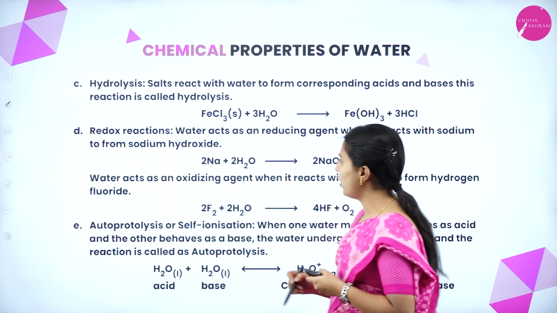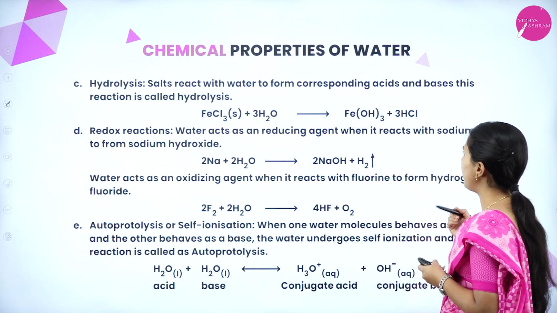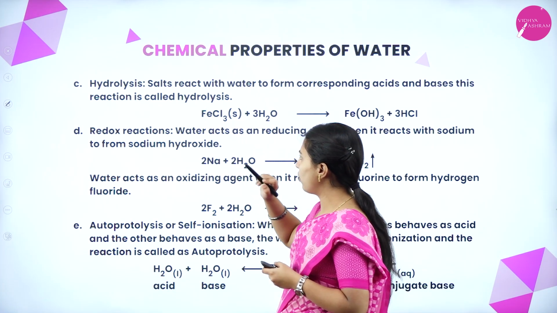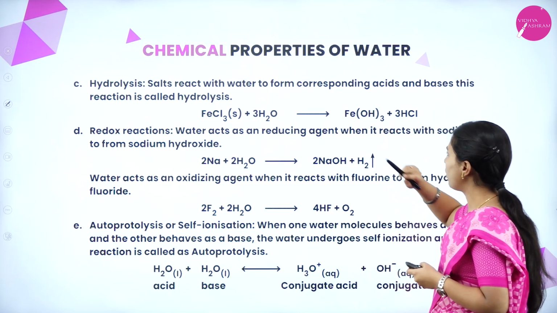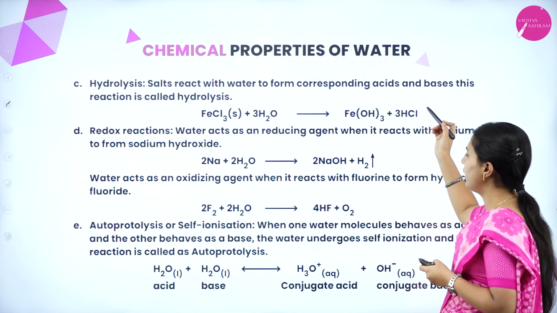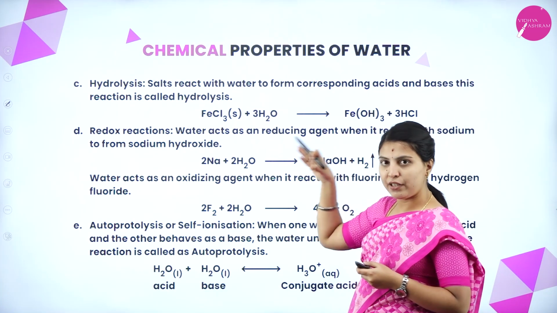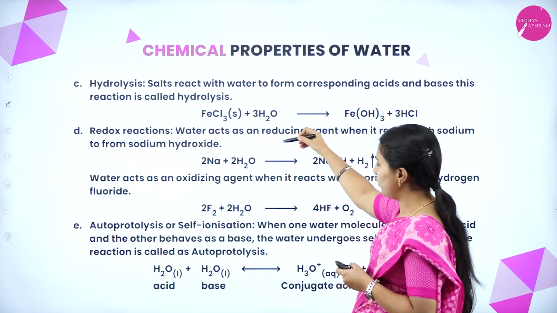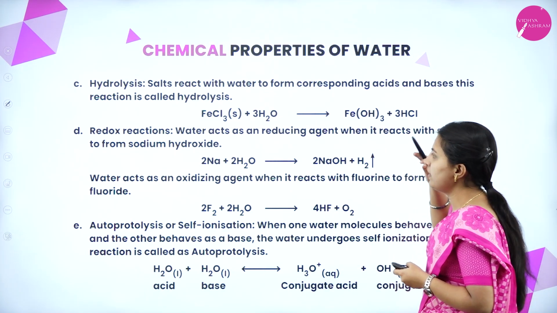Next, hydrolysis. Salts react with water to form corresponding acids and bases, and this reaction is called hydrolysis. This is ferric chloride, a solid salt. In the presence of water, ferric hydroxide will form and HCl will also form. Whenever salts react with water, they form corresponding acids and bases. Due to the water molecule, it will form an acid as well as a base.